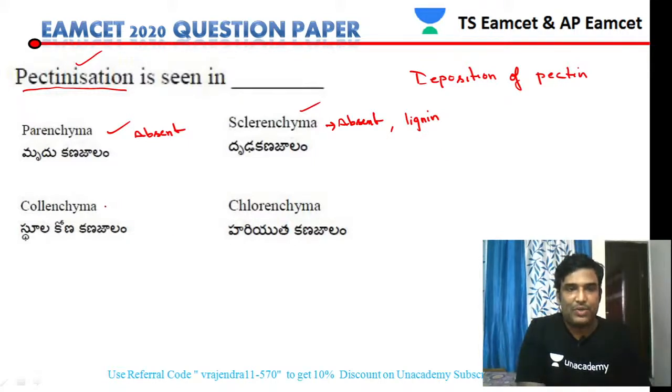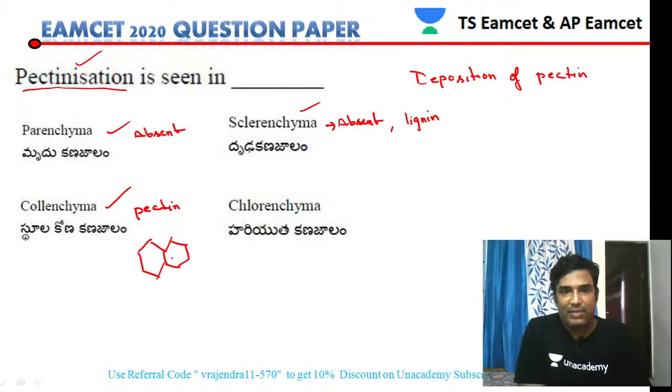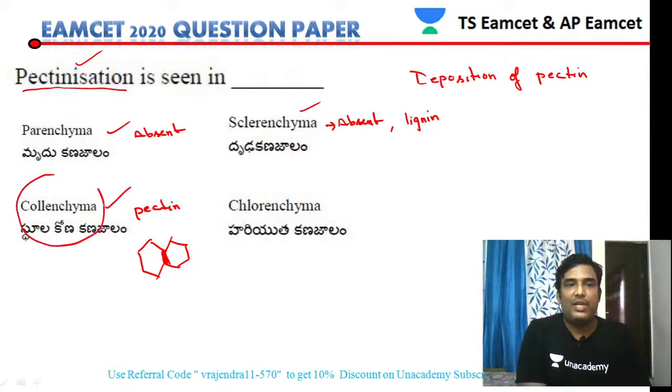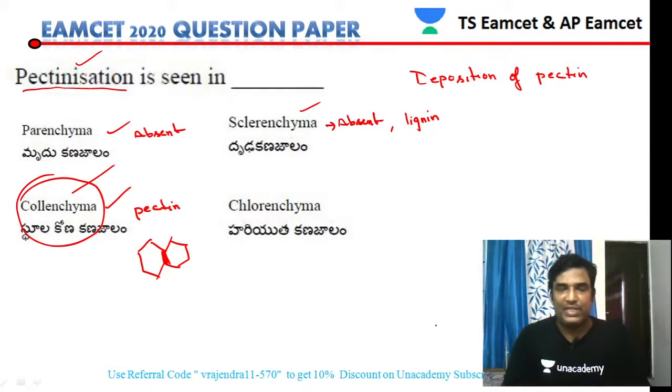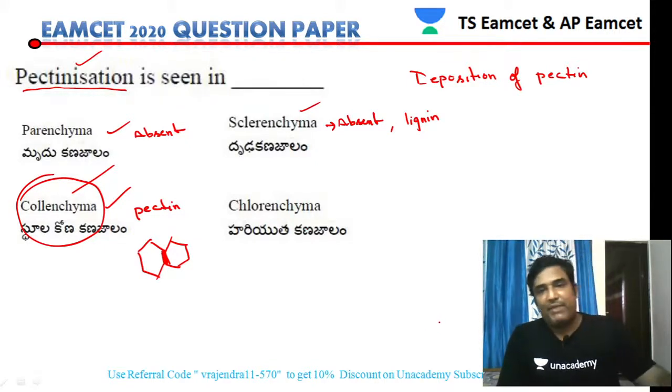With respect to collenchyma, collenchyma has pectin. Pectin is present in the walls of the collenchyma cells. The collenchyma cells are pectinized. Pectin will be present at the corners of the cells. So collenchyma is the tissue in which pectinization is seen, no doubt about it. Pectinization is seen in the collenchyma.